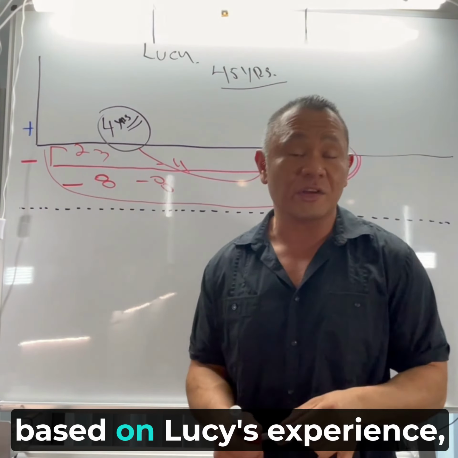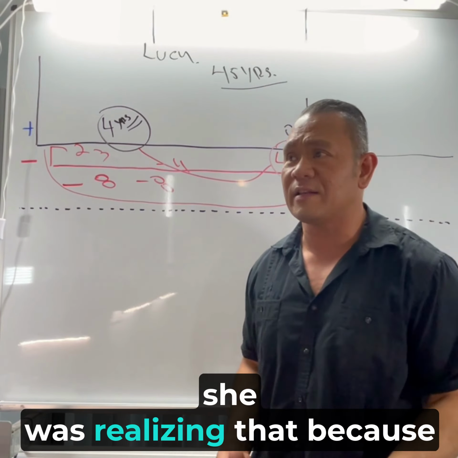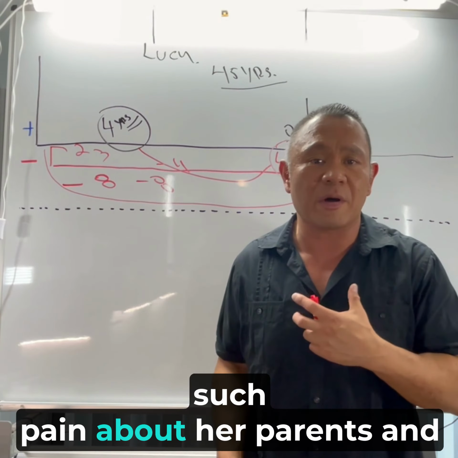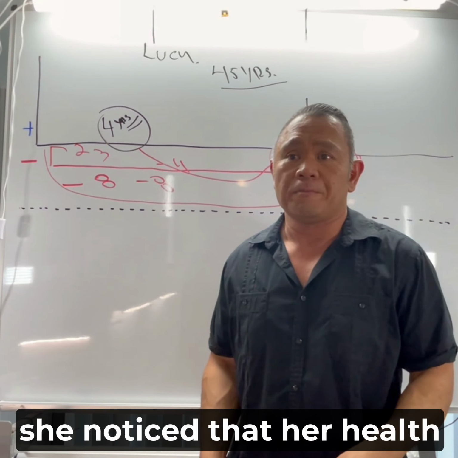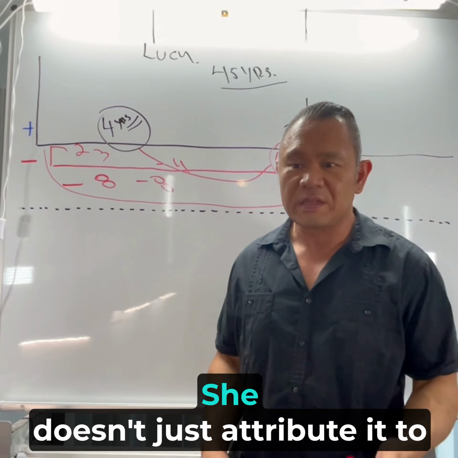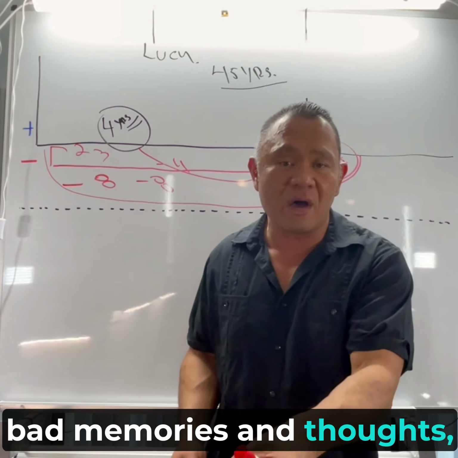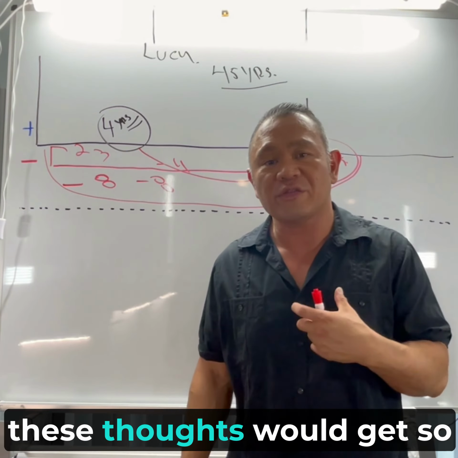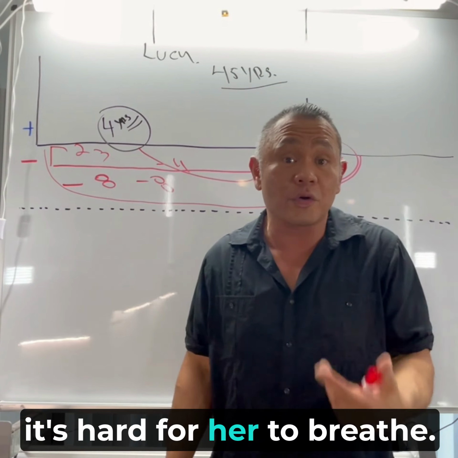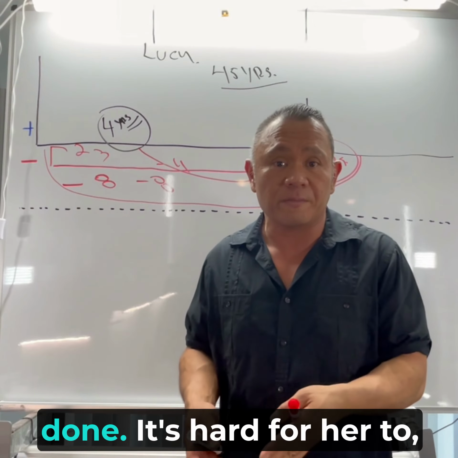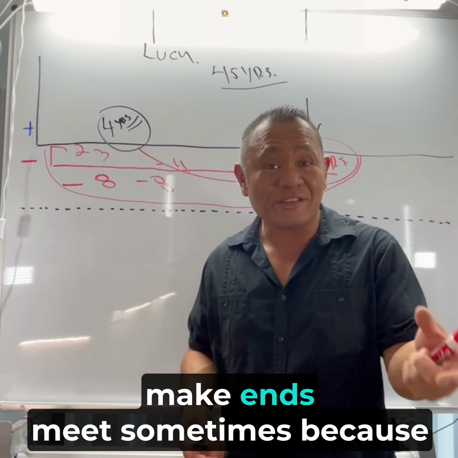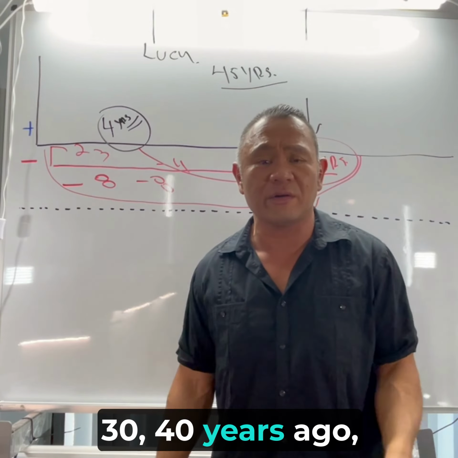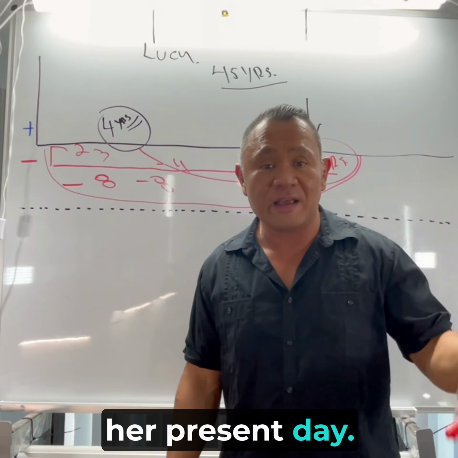I mean, based on Lucy's experience, she was realizing that because she was having such negative impact, such pain about her parents and about some other things, she noticed that her health was declining. And she doesn't just attribute it to bad memories and thoughts, but she knew that it had a part to do with it because sometimes these thoughts would get so heavy for her that it's hard for her to breathe. It's hard for her to get work done. It's hard for her to make ends meet sometimes because she's so focused on the negative of something that happened 10, 20, 30, 40 years ago that it's affecting her present day.